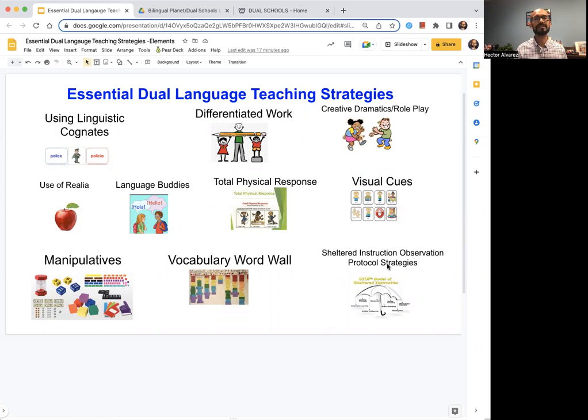There are some strategies that are essential to be implemented in a dual language setting to help language learners to be successful. Today, we're going to be talking about some of those strategies.